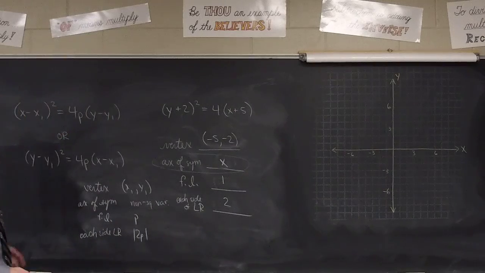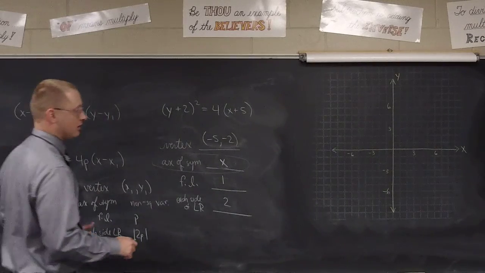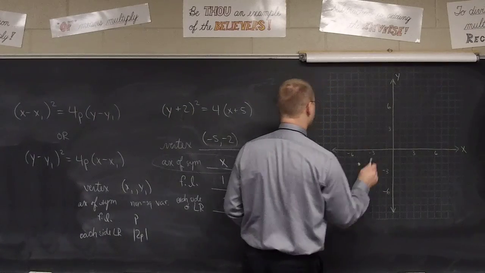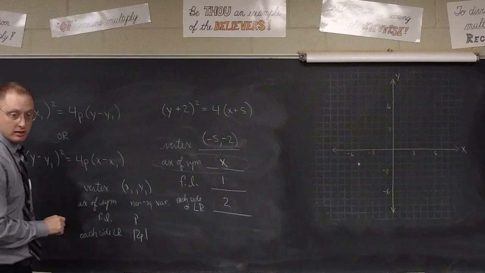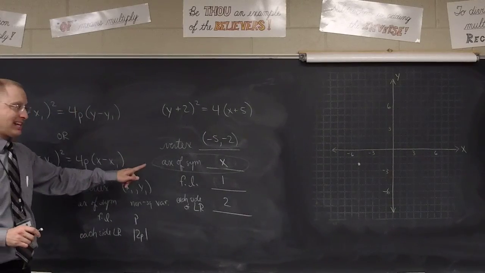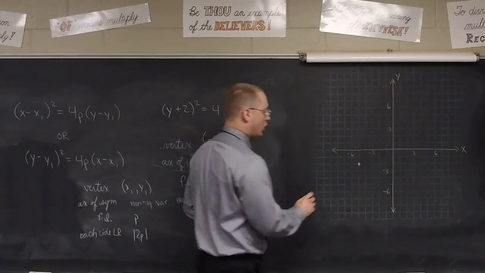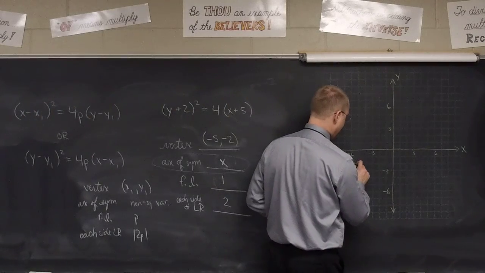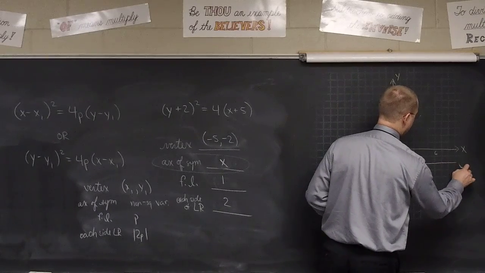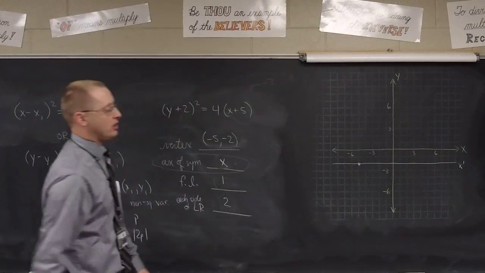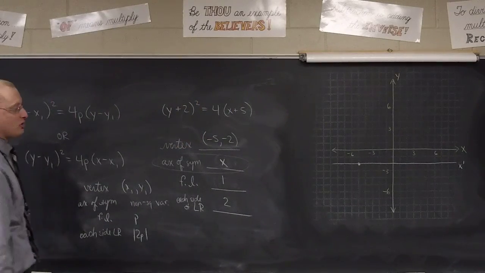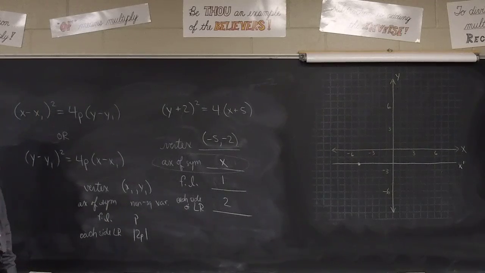All right, so again, we're going to start by plotting our vertex right here in the third quadrant. Then I recommend you draw your axis of symmetry very lightly. So we're going to draw a new x-axis, or an x-prime axis, just real lightly here. Again, don't put arrowheads on it. It's not the axis, it's an extra axis.